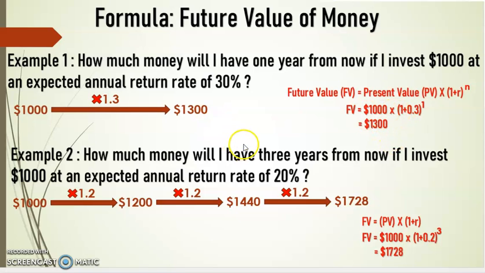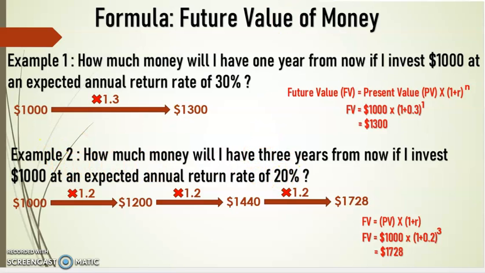So in these examples, the future value is equal to the present value, which is 1,000, into 1 plus 0.3. This 30% is 0.3. To get this, you take any percentage and divide by 100, then you get 0.3, to the power 1. 1 is the number of years, so 1 year. Calculate this using a scientific calculator, and you get $1,300, the same answer that you got through your manual calculations.